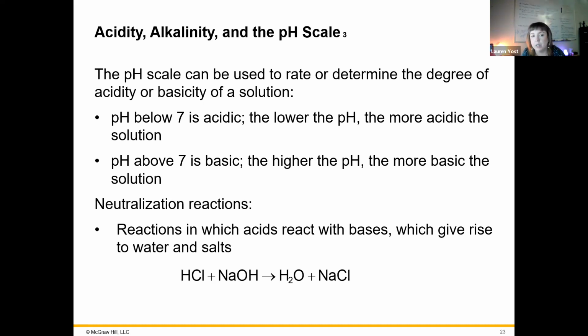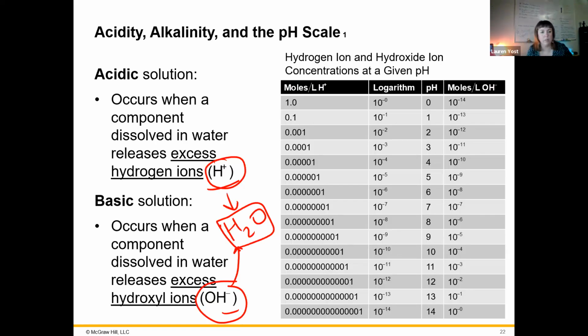Now, you're probably sitting there saying, but wait, if 7 is neutral, and we were talking about how this is a measure of the concentration of hydrogen ions, which is what pH is. Yes, you are correct. And then you just told me that a low pH is acidic, but that's supposed to be, according to our previous statement, excess hydrogen ions, increased hydrogen ions. So why does that number work out that way?